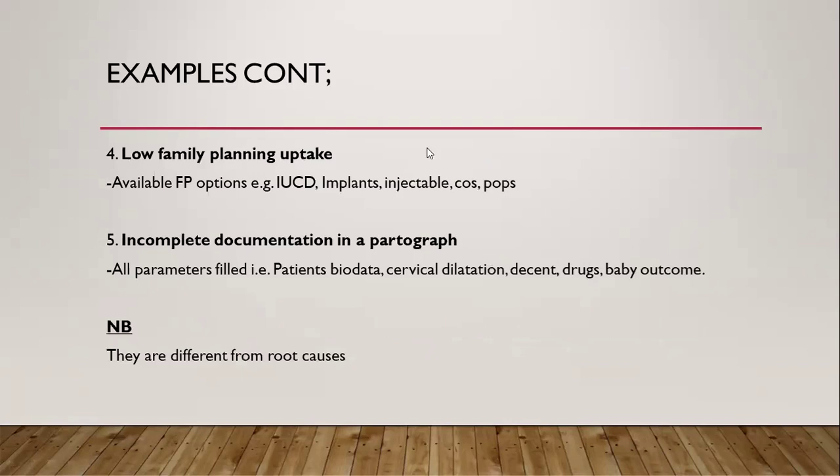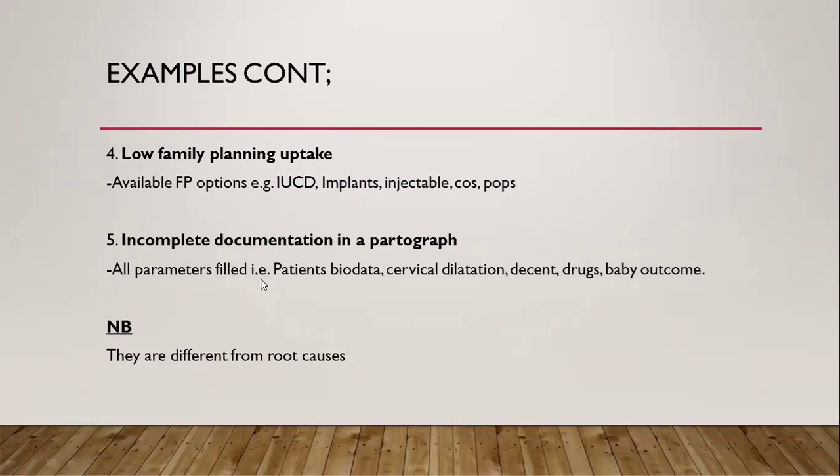Just to add to our examples, we can also look at low family planning uptake. When we talk about low family planning uptake, the contributing factors will be the available FP options in the facility. Example, the long-term and the short-term. We can look at IUCD, implants, injectables, and even the oral family planning. So when we say we have low family planning uptake, it means we're not covering enough in terms of these methods.